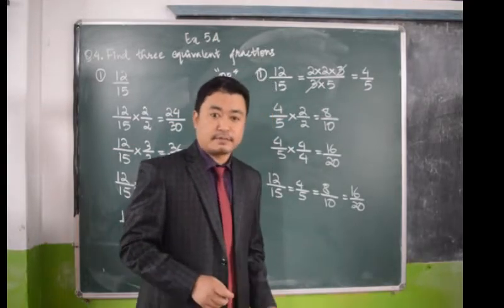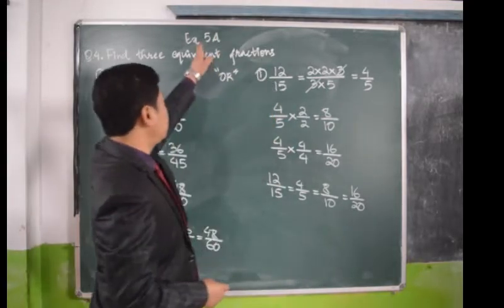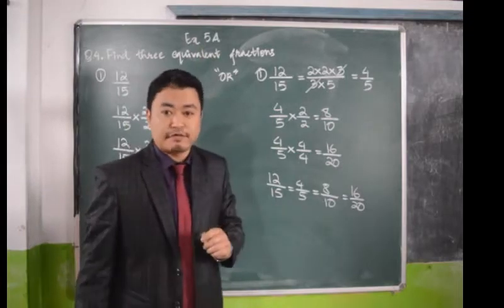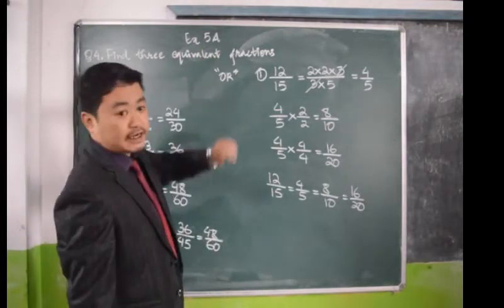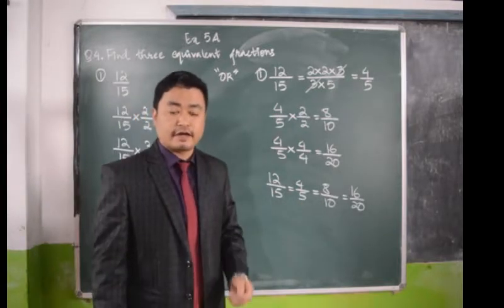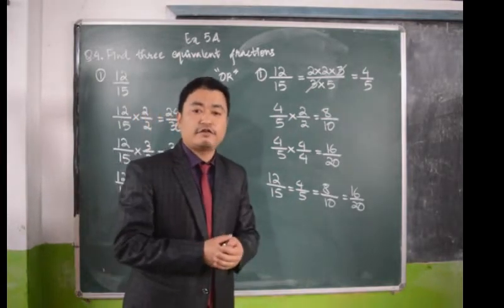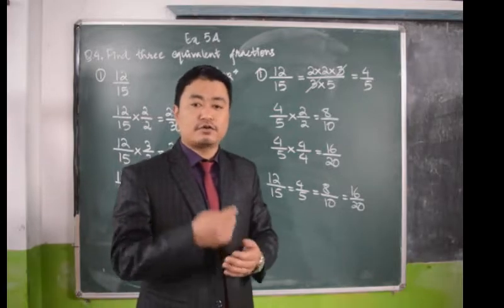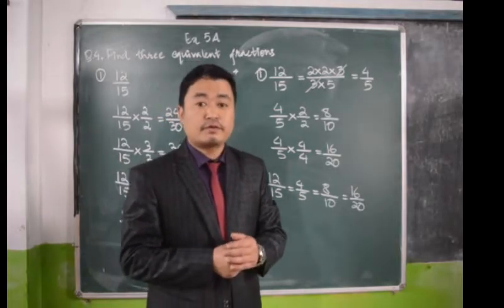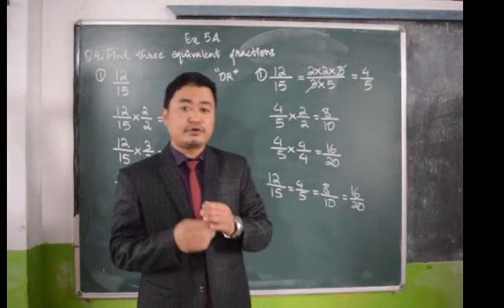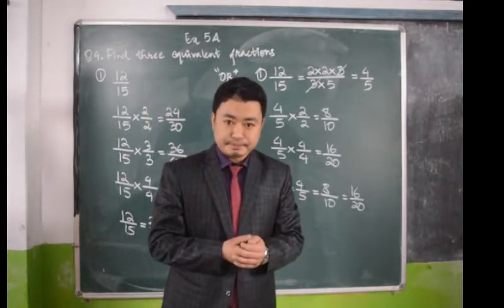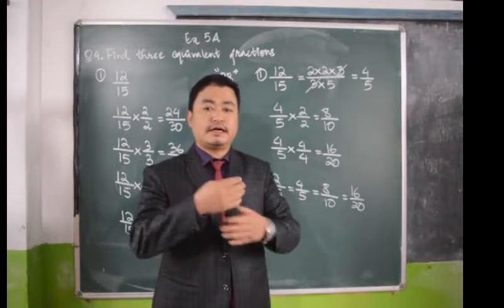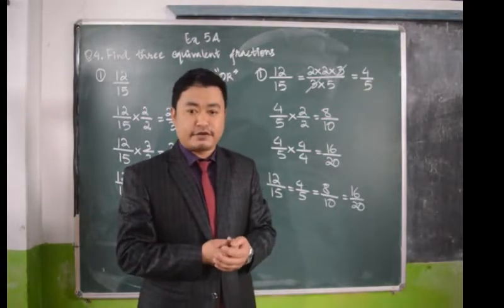Exercise 5A, page number 86. Question number 4. What we have in question number 4 is: find the three equivalent fractions. We are given a few fractions and we need to figure out the equivalent fractions for those given fractions. I'll be showing you two different ways on how to figure out the equivalent fractions for the given fractions.